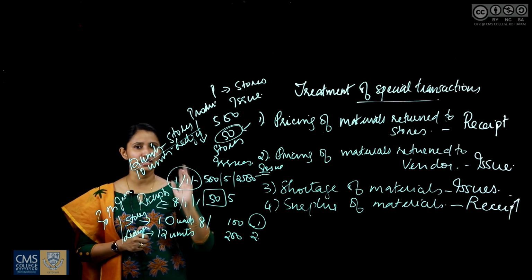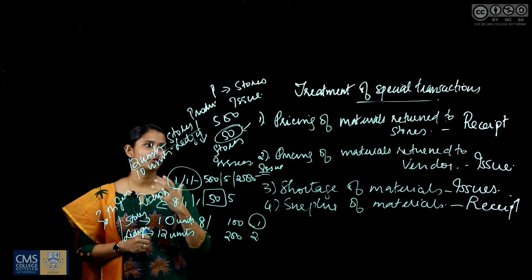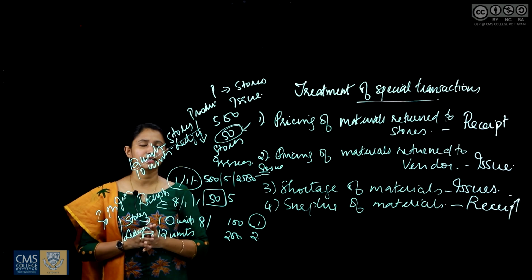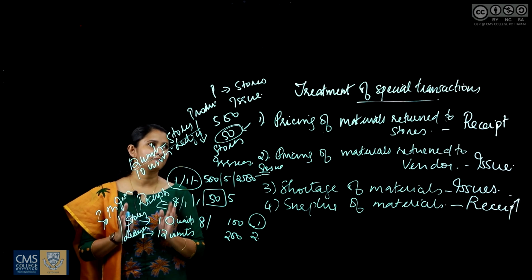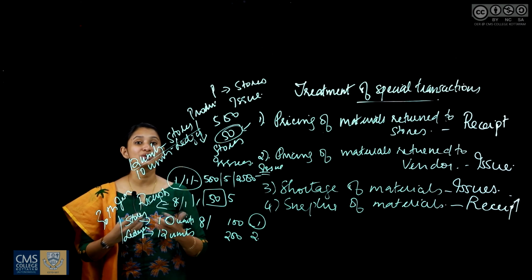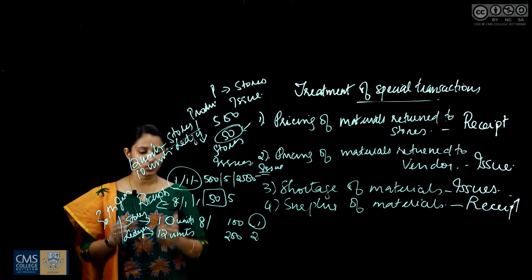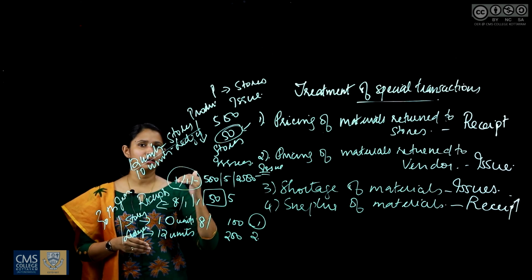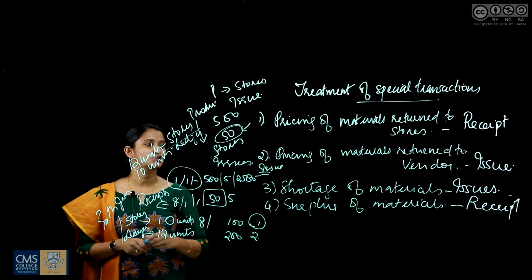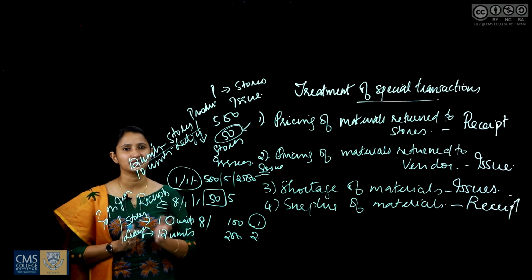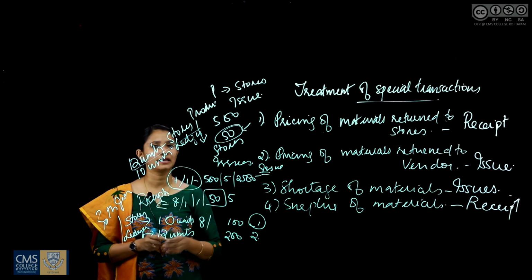In the first two cases, if the dates are mentioned, take the price of that particular date. If the dates are not mentioned, you look at that particular day's balance and price it at the first lot's price. For shortage and surplus, the question of dates being mentioned does not arise. Look at the balance on the date on which the shortage or surplus arises, then look at the first lot and price the shortage or surplus at the first lot's price. This is how special transactions are treated in pricing of materials in FIFO.